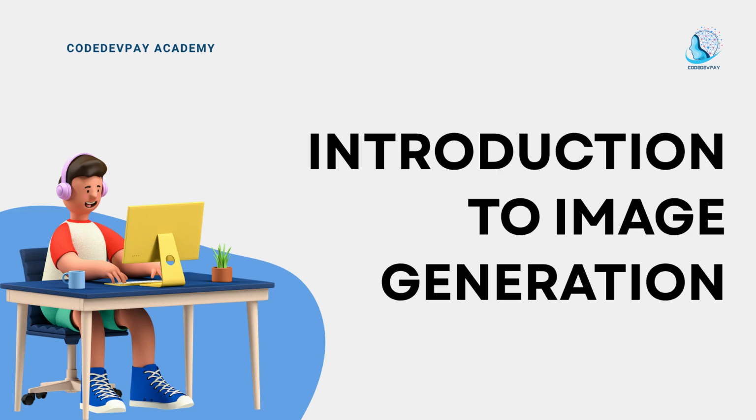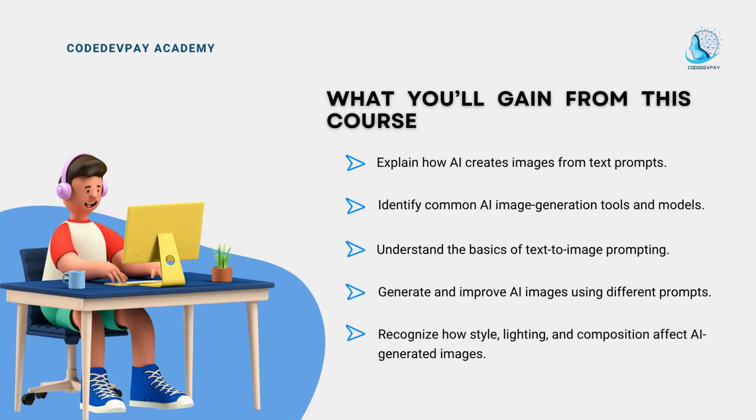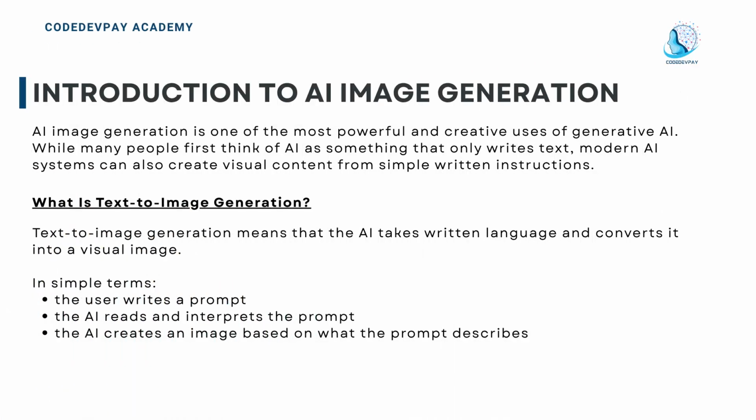At the end of this lesson, you should be able to explain how AI creates images from text prompts, identify common AI image generation tools and models, identify the basics of text-to-image prompting, generate and improve AI images using different prompts, and recognize how style, lighting, and composition affect AI-generated images. So now let's head straight into it.